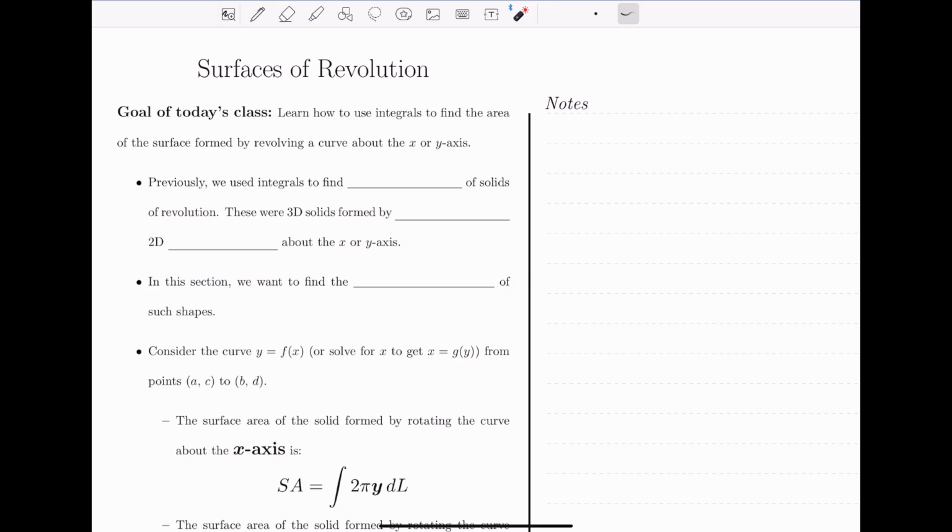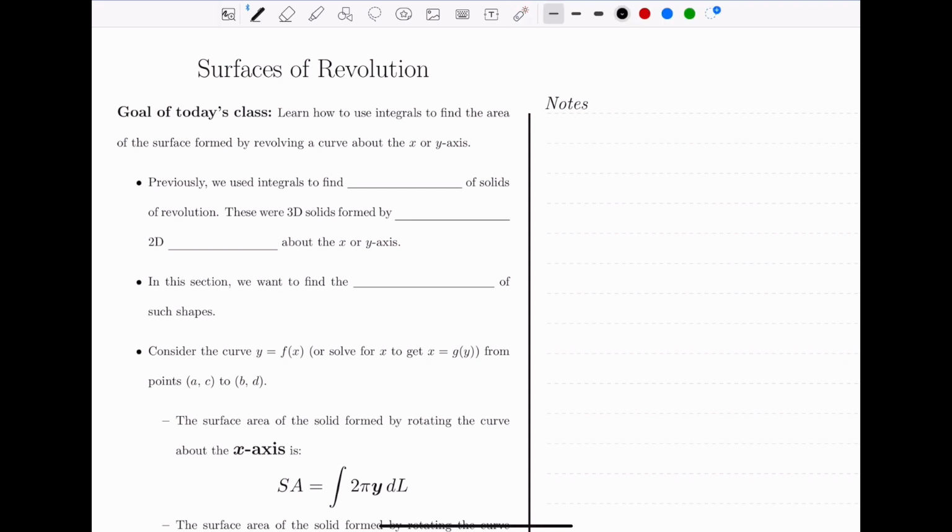In this section, we will see how to use integrals to solve another interesting geometric problem. We will use integrals to find the area of surfaces formed by revolving curves about the x or the y-axes. Now let's think of a problem that we've considered previously.